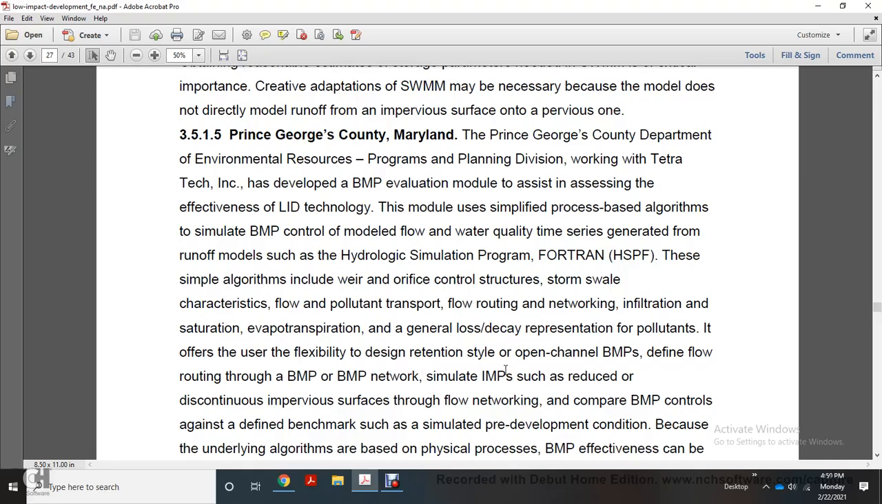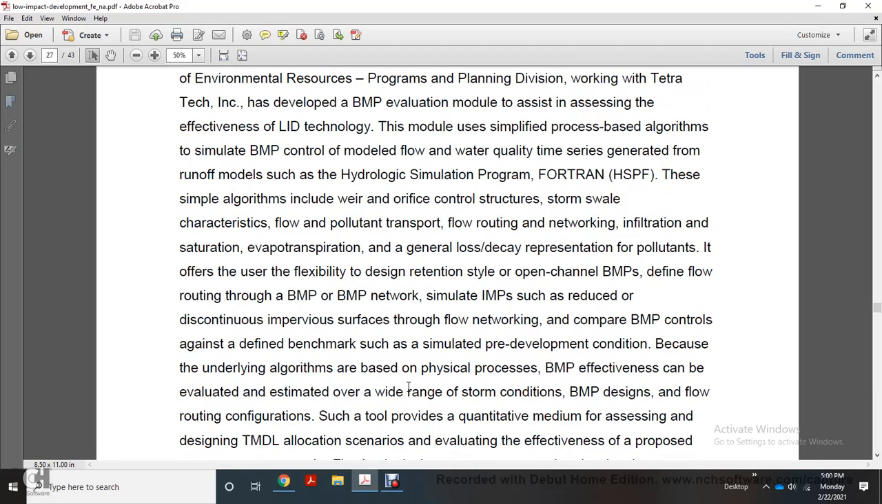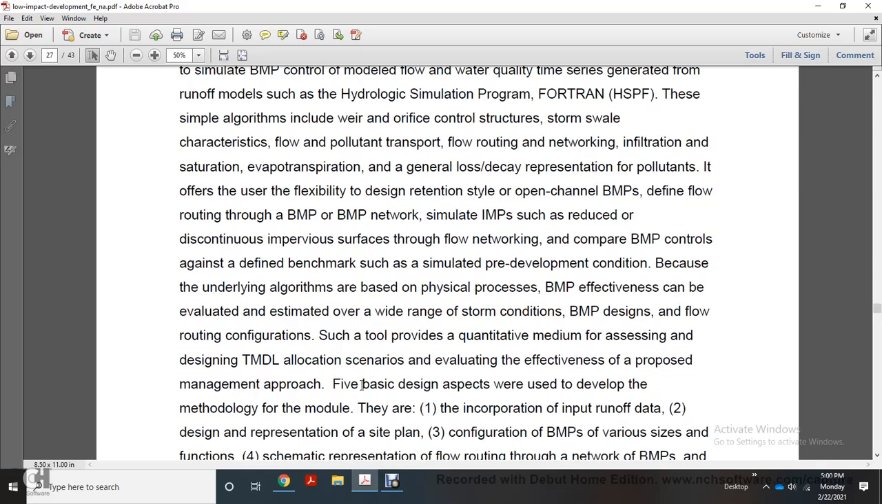network, and simulating integrated management practices such as reduced continuous impervious surfaces through flow networking, and comparing best management practice control against defined benchmarks such as simulated pre-development conditions. The underlying algorithm is based on the physical process of the basic best management practice, so effectiveness can be evaluated over a wide range of storm conditions. Best management practice designs and flow rate configurations with such tools provide a quantitative medium for assessing and designing TMDL allocation scenarios and evaluating the effectiveness of the proposed management approach.